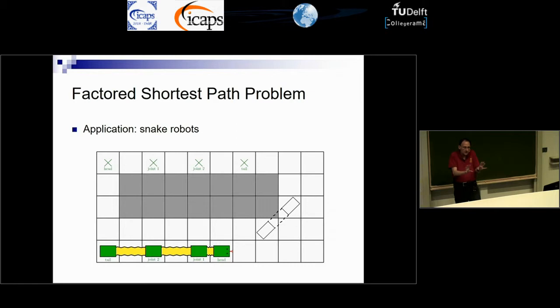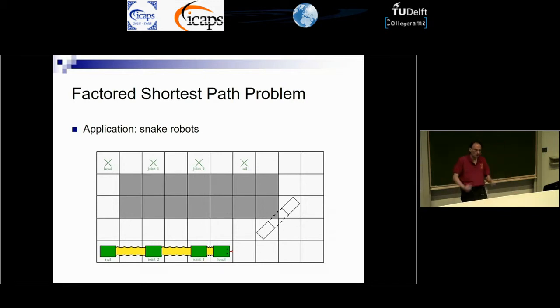Now, there are some constraints. Two body parts cannot be in the same cell, for example. A body part cannot be within an obstacle, these gray cells there. And also, body parts are linked with each other. These are these yellow connections. They can shrink and expand, but they can only expand to a certain length. And of course, these connections also cannot intersect with an obstacle.